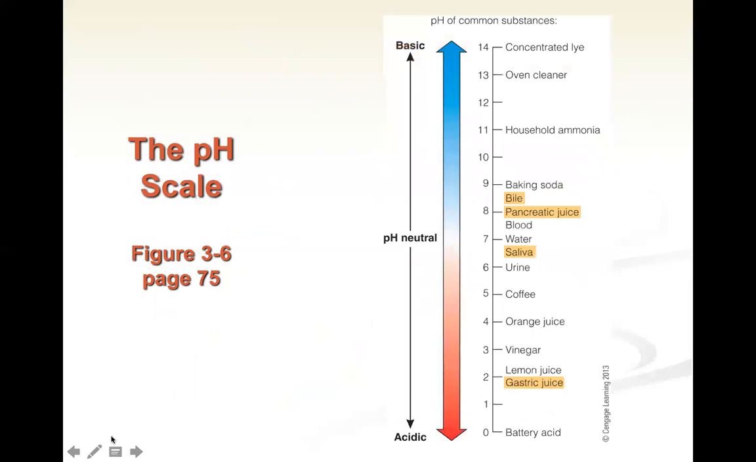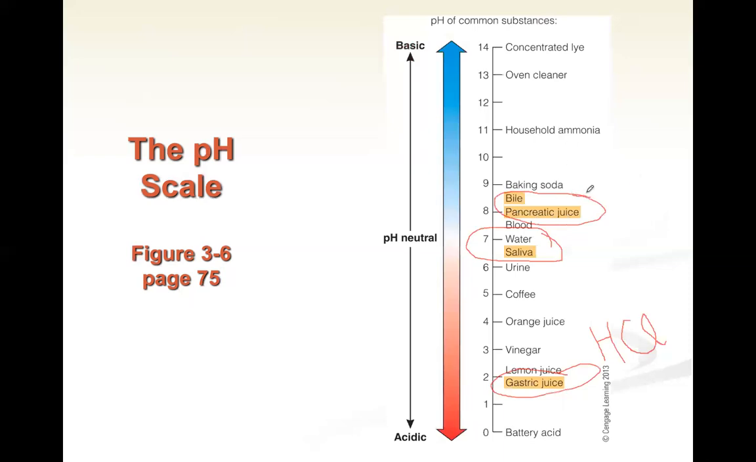pH. So what is the pH, or kind of acidity, hydrogen ion concentration of these different components? Gastric juice is in our stomach, and this has hydrochloric acid, and our stomach is very acidic. It has a pH of 2. Our saliva is about the same pH as water, so it's very neutral. And then we have bile and pancreatic juice, and bile and pancreatic juice are slightly basic.